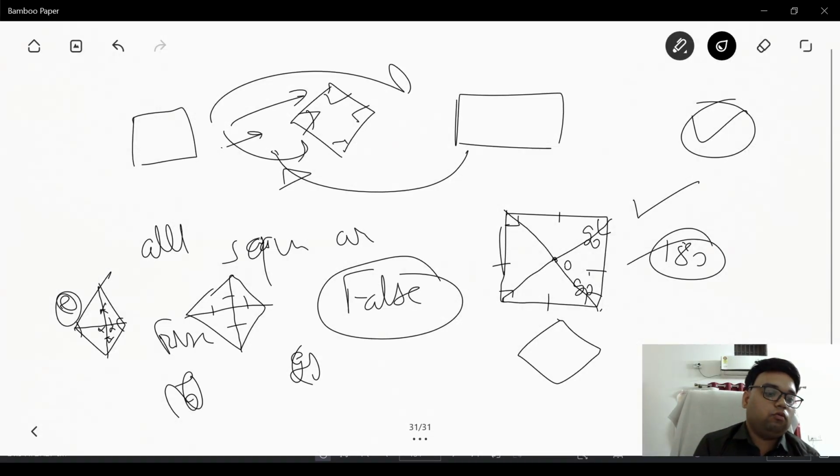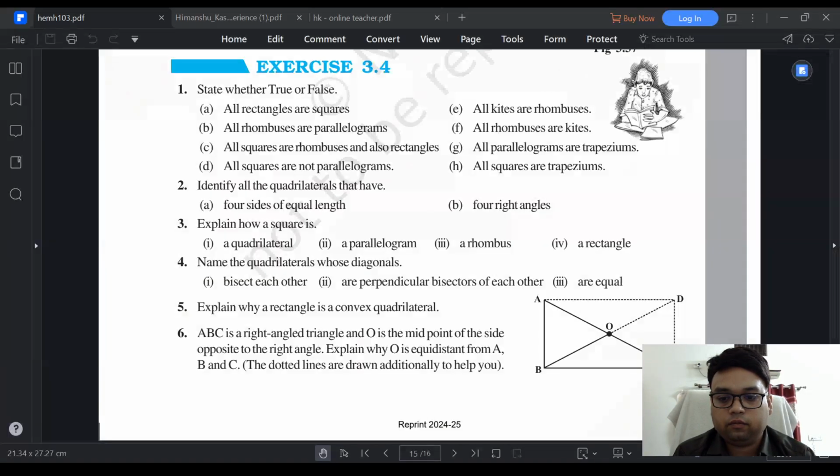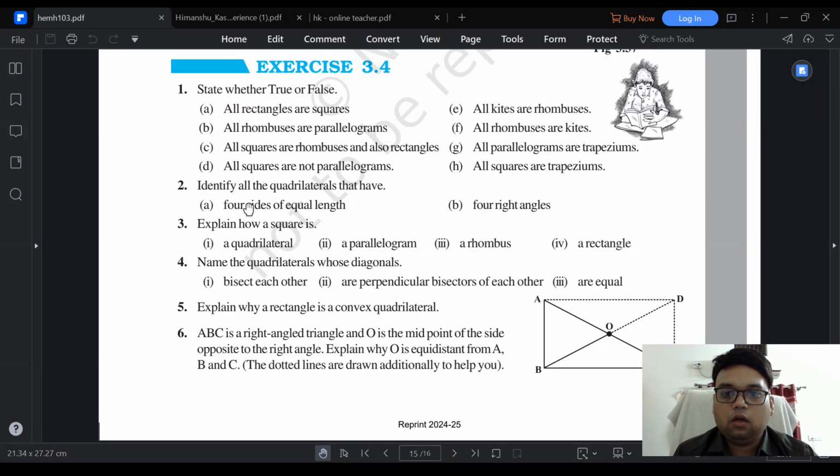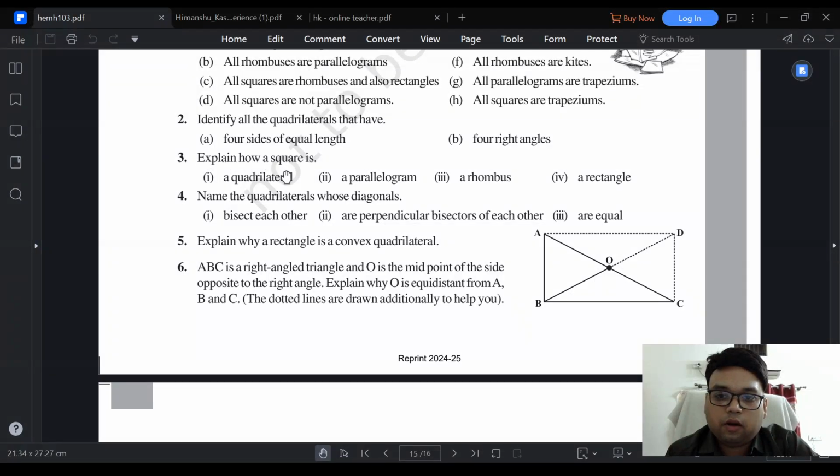Now moving forward to question number 2. What does question number 2 say? Identify all the quadrilaterals that have four sides of equal length and four right angles. Four sides of equal length, I think, is square and rhombus. And four right angles, what will be the four right angles? Four right angles is square and rectangle. Now question number 3: explain how a square is a quadrilateral, parallelogram, rhombus and rectangle.